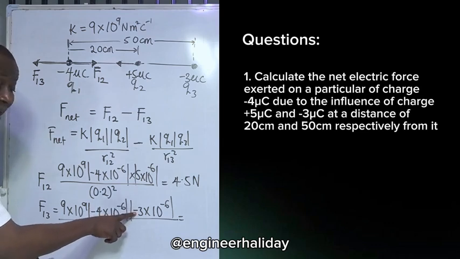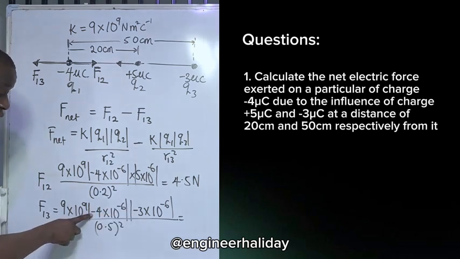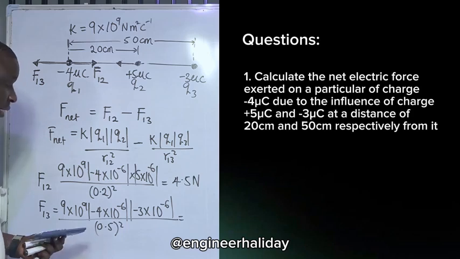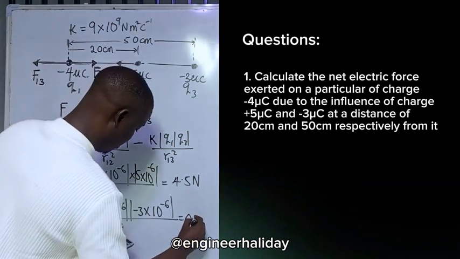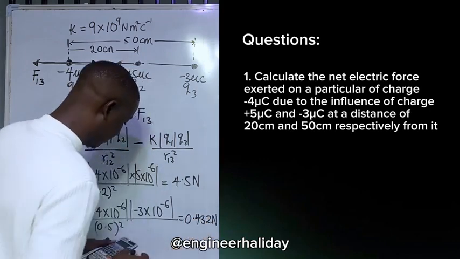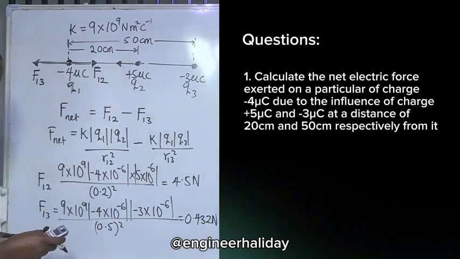So 5 will now be 3, because the absolute will cancel the minus sign. The absolute also cancels the minus sign here. Then the denominator will now be divided by 0.5 all square. So what do we have now? I would have 0.432 Newton. If you do it well, this is what we are going to have as our answer.